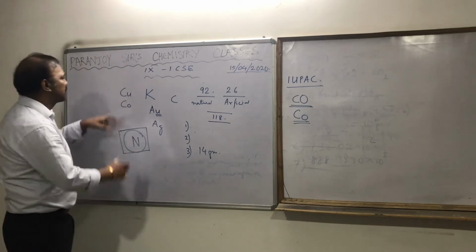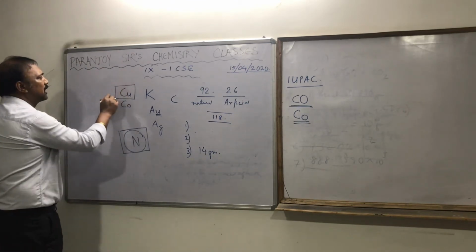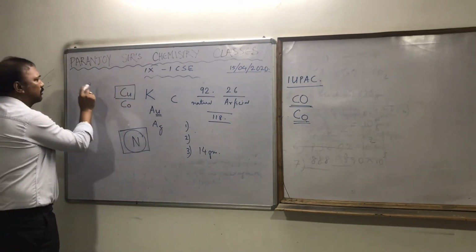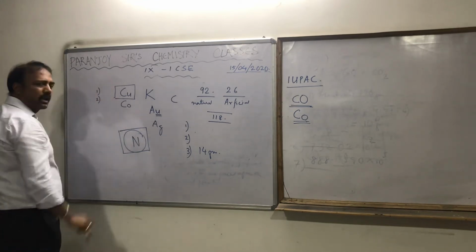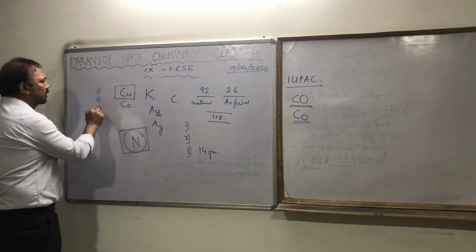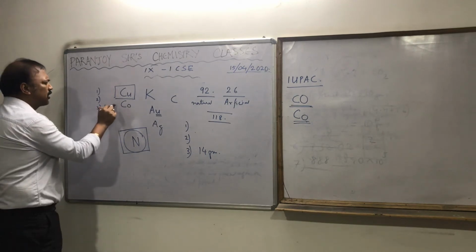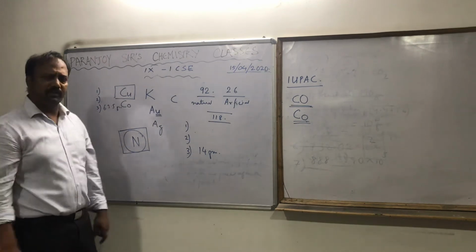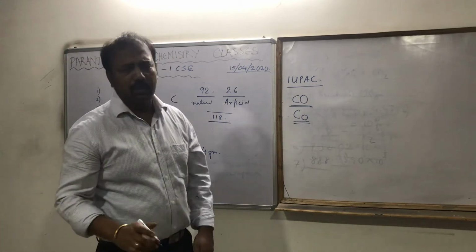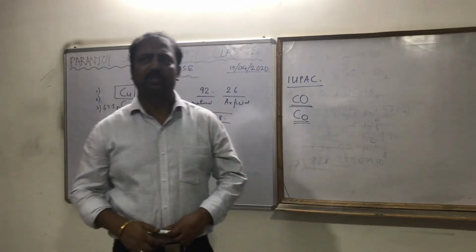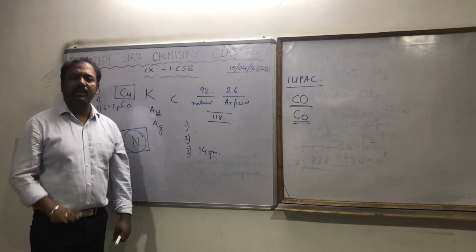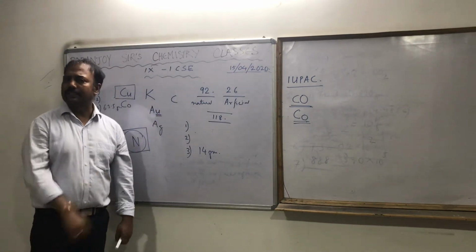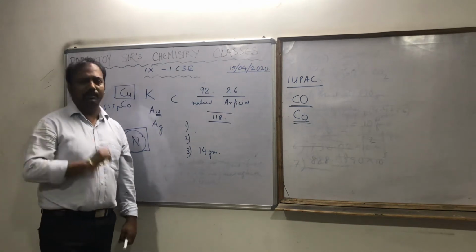If I talk about Cu, what is the meaning of this? The meaning of this is that we are talking of copper, number one. Number two, we are talking of one atom of copper. And number three, its mass is 63.5 gram. No need of remembering that, absolutely no need of remembering the atomic masses of these. Okay, fine. So that's all about symbol.